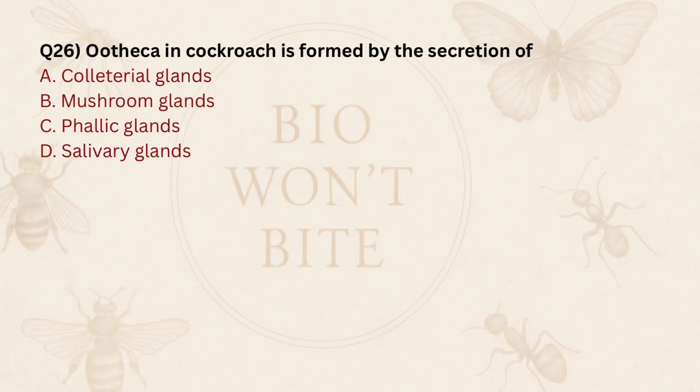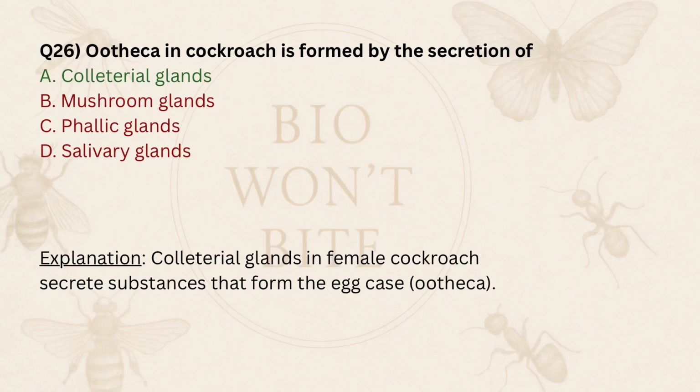Number 26. Ootheca in cockroach is formed by the secretion of. The correct answer is option A, collateral glands. In female cockroach, the collateral glands secrete a hard, dark brown material that forms the protective egg case or ootheca.